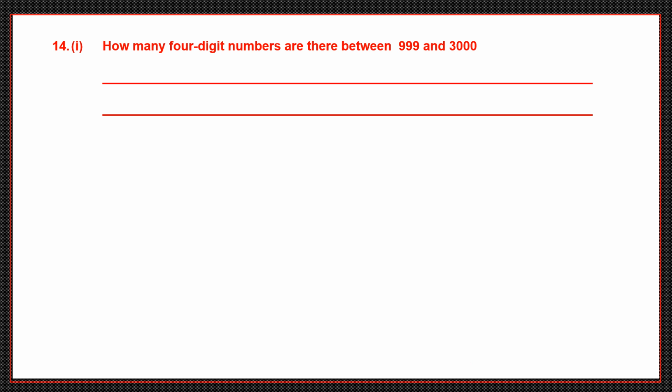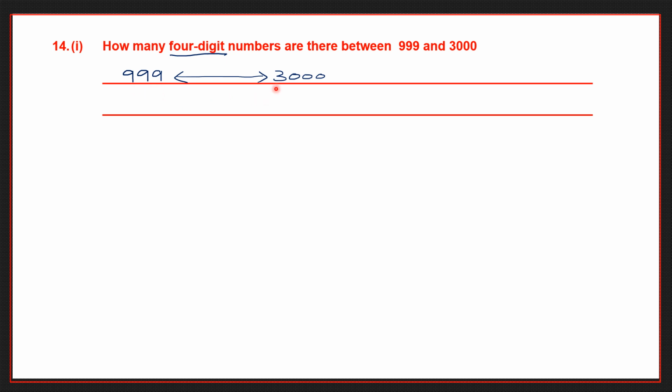Question 14. In that the first one, how many 4-digit numbers are there between 999 and 3000? Okay, so between 999 and 3000, how many numbers do we have? We are talking about 4-digit numbers. Since the word is between, we cannot include 3000. We can't include 999 anyway because it's a 3-digit number.